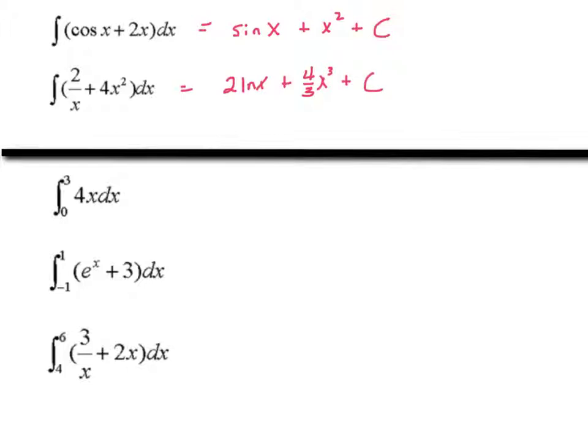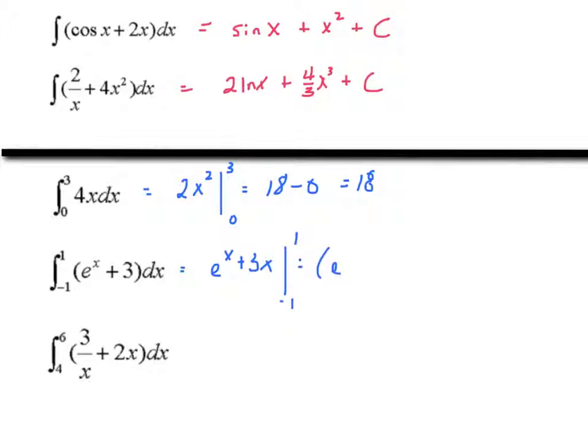plus c. A definite integral, the first thing we do is find the antiderivative, and then we evaluate at the endpoints. So 2 times 3 squared is 18, 2 times 0 squared is 0, and we find the difference. Here the antiderivative would be e to the x plus 3x. Evaluating at 1 and negative 1, we would get e to the first, so e plus 3. If we plugged in negative 1, we get e to the negative first minus 3.